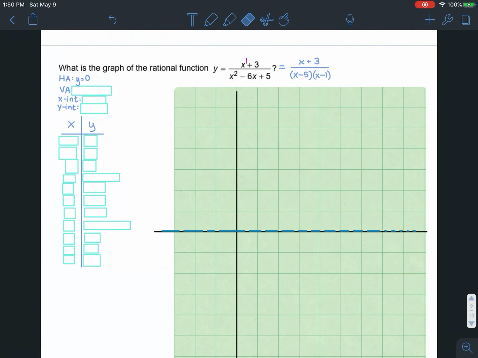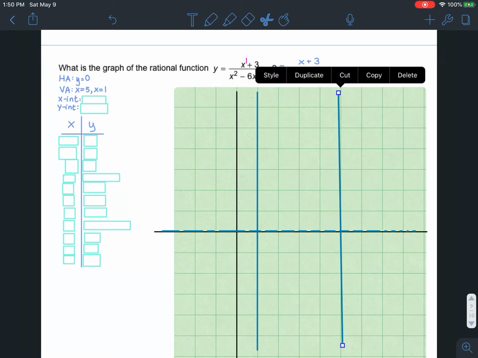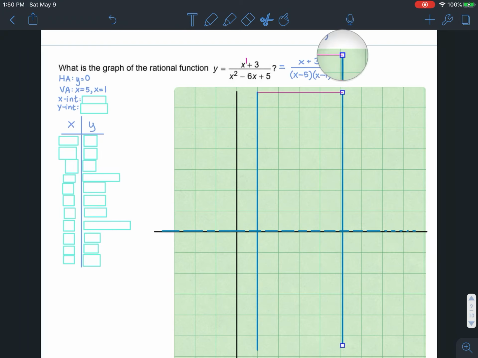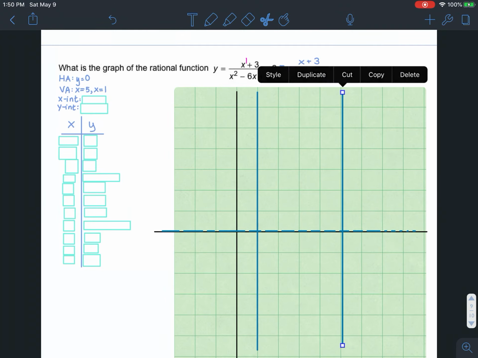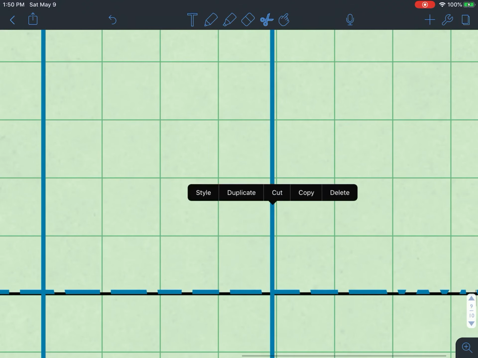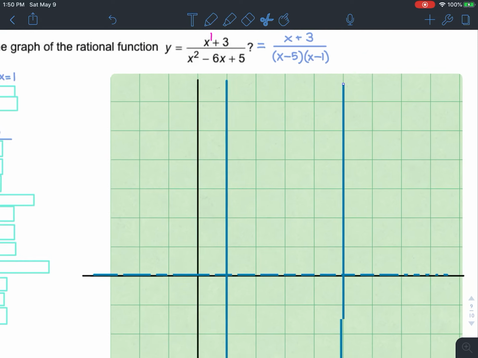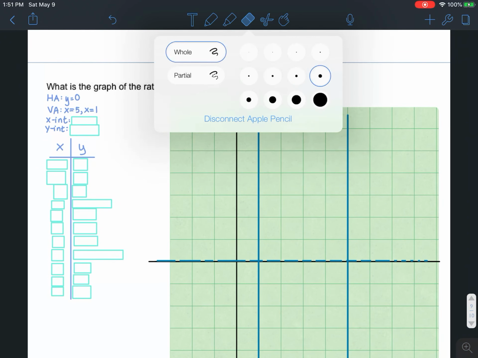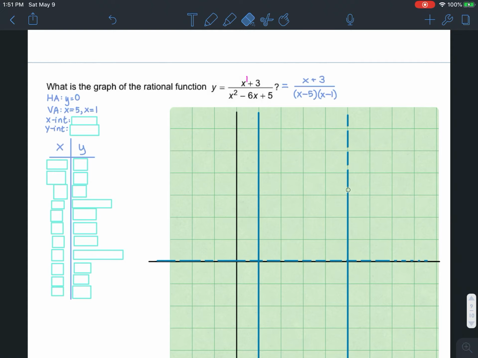Okay, vertical asymptotes. That comes from factors on the bottom that don't cancel. So what would make the bottom factors be 0? That would be 5 and 1. So I have a vertical asymptote at 1, and I have a vertical asymptote at 5. Oh, that's not good. When I did this the first time, for my version, I did not have this much trouble with the asymptotes. There we go. Just had to zoom in. Okay. Making them dashed.